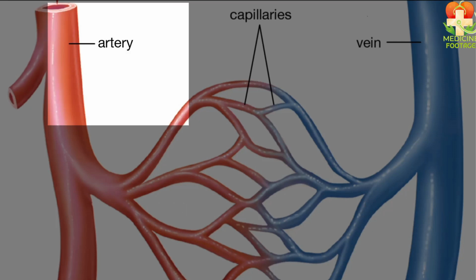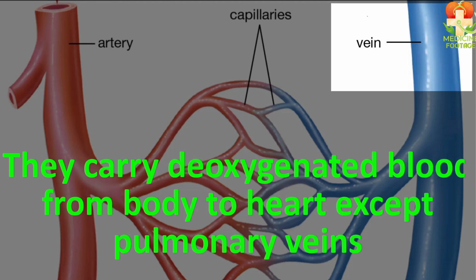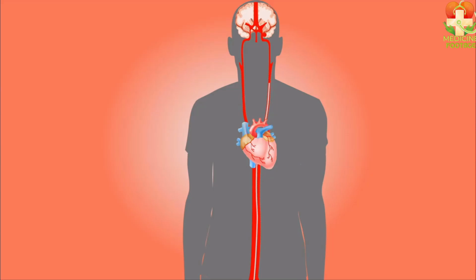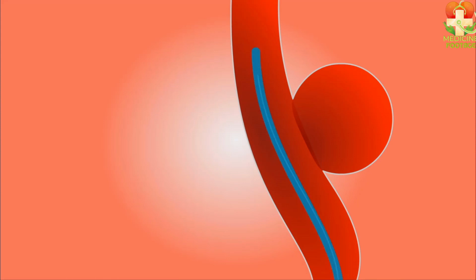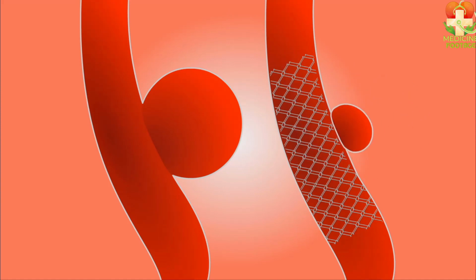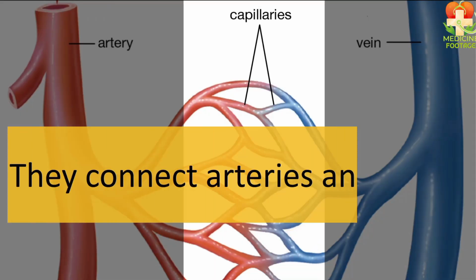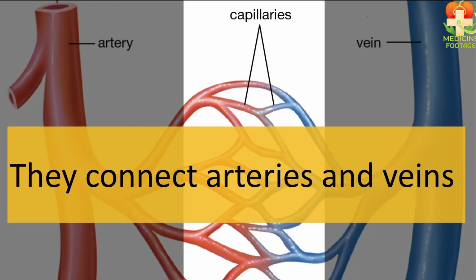Now, let me tell you what veins are. Veins carry deoxygenated blood from the body back to the heart, except for pulmonary veins, because pulmonary veins carry oxygenated blood. In simpler words, arteries carry oxygenated blood from the heart to the body, and veins carry deoxygenated blood from the body back to the heart. What are capillaries? Capillaries are blood vessels that connect arteries and veins.